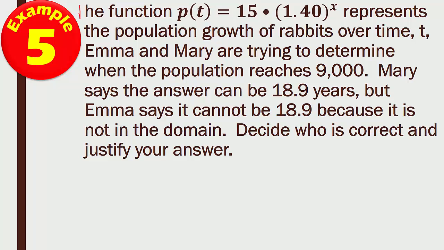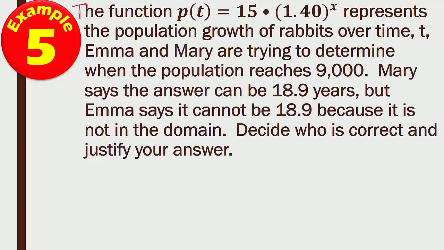So the function p of t equals 15 times 1.40 to the x power represents the population growth of rabbits over time t. Emma and Mary are trying to determine when the population reaches 9,000. Mary says the answer can be 18.9 years, but Emma says it cannot be 18.9 years because it is not in the domain. Decide who is correct and justify your answer.